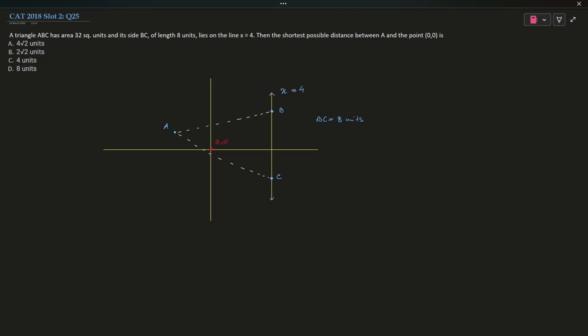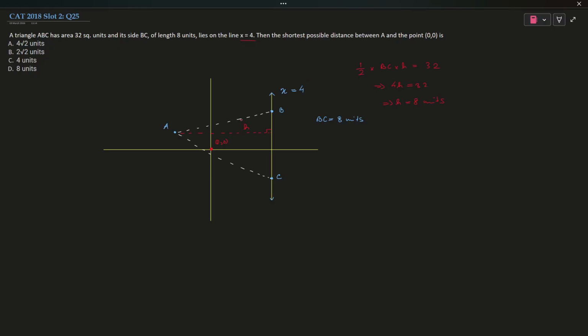Now guys, BC is 8. If I drop a perpendicular, I will get the height of the triangle, let's say h. So half into base, which is BC, into the height is basically the area, which is 32. BC is 8, so 8 by 2 is 4. So 4 times h is 32. So height comes out to be 8 units, guys.